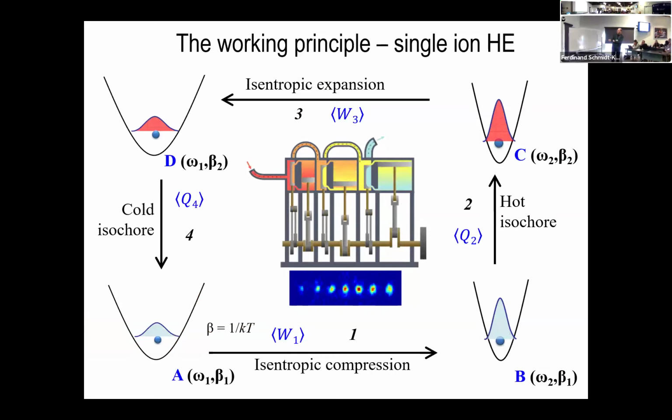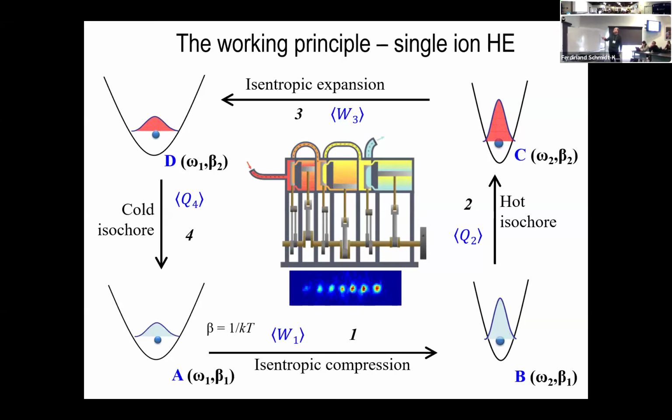And now you can compress the volume, okay? You can compress the volume by changing the trap potential from this to a deeper form, okay? This is a cold wave packet. You can now make the wave packet hot. A hot wave packet means you put some heat into the system, you heat the wave packet up, it becomes a broader wave packet, and the broader wave packet is then a hot one.